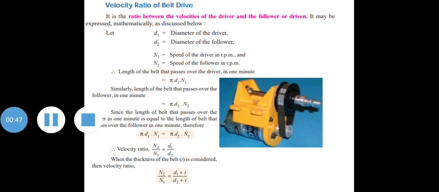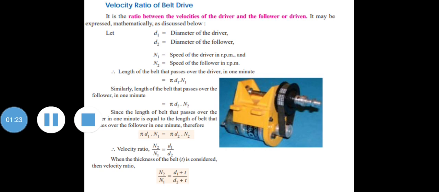Now in this part of the video we will be discussing the velocity ratio of a belt. The velocity ratio of a belt is nothing but the ratio between the velocity of a driver and the follower, or we can call it the driven. Mathematically, d1 will be the diameter of the driver, and d2 will be the diameter of the follower, which is nothing but the driven member.